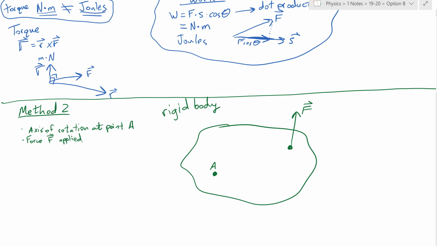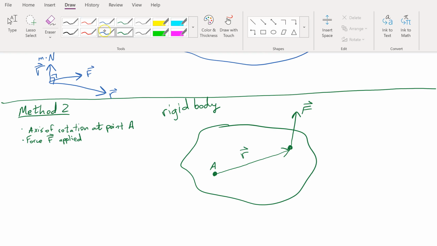And that force exerts a torque on this rigid body. And if we calculate that torque relative to point A, we could use method 1, which would mean drawing a position vector from A to the point of application of the force, and then proceed as normal. We could do that. But then obviously I wouldn't have called this method 2.